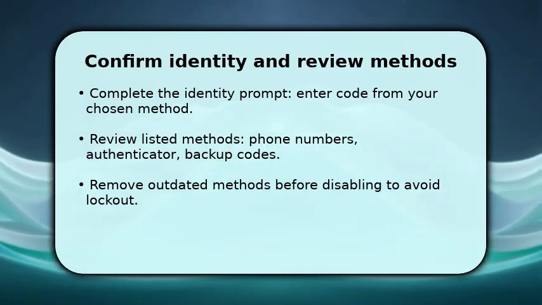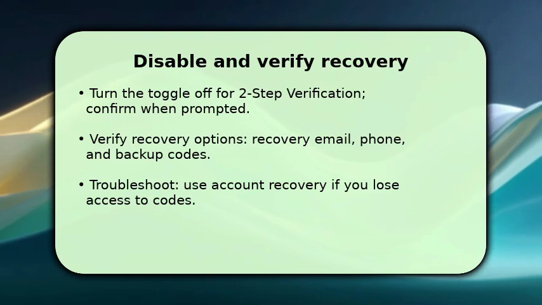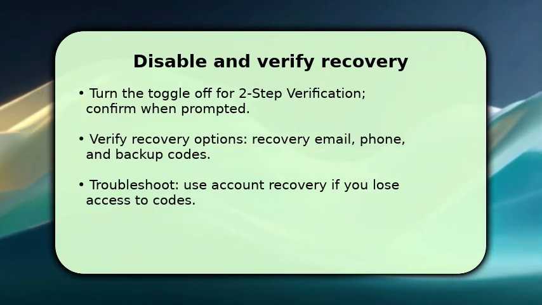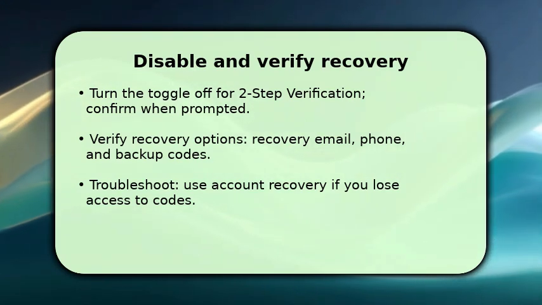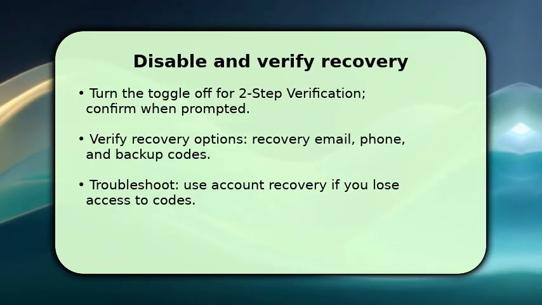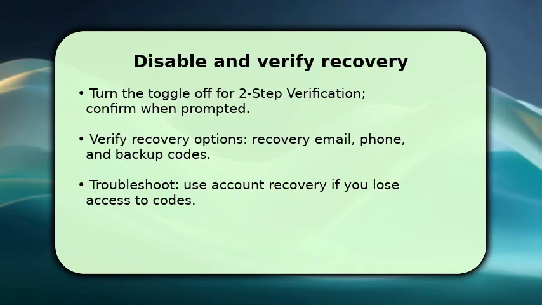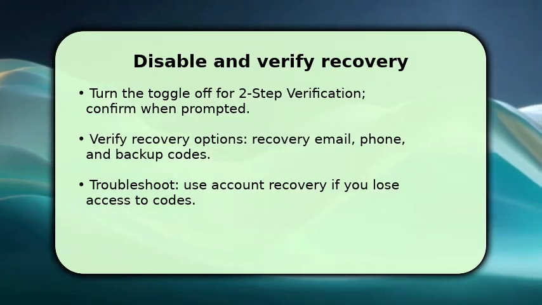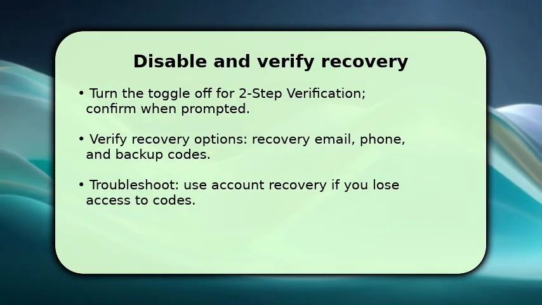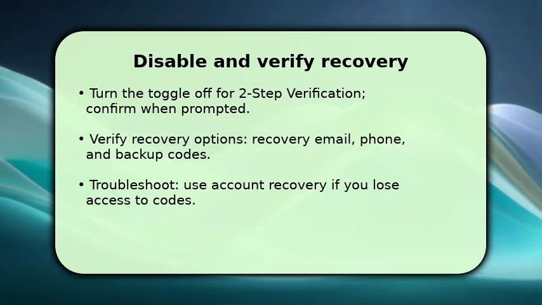To disable two-step verification, flip the off toggle in the settings and confirm your choice when Google prompts you. You may need to enter a code again. Once disabled, immediately verify that your recovery email and recovery phone are current and that you have stored backup codes in a safe place, because these will be essential if you need account recovery.